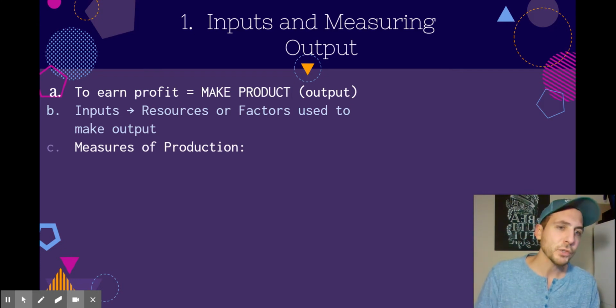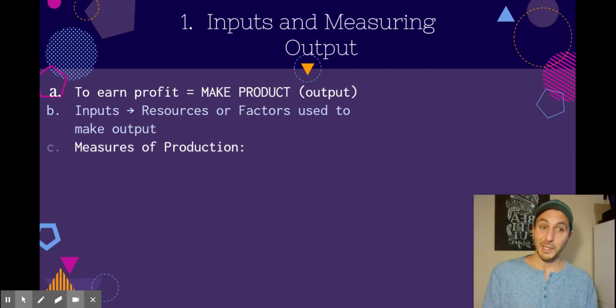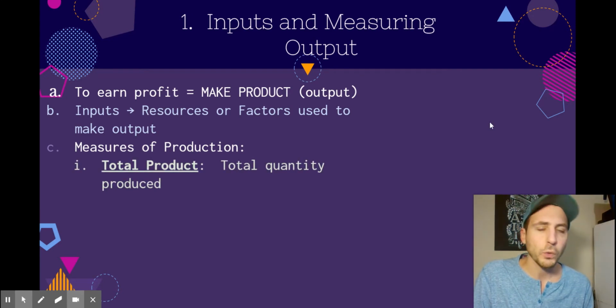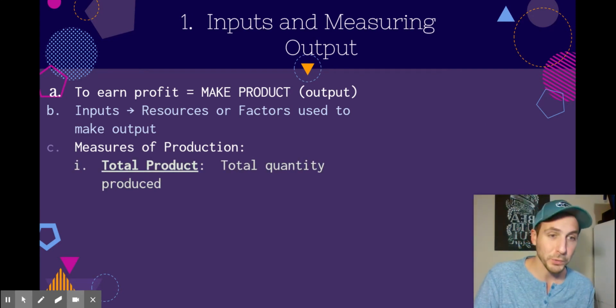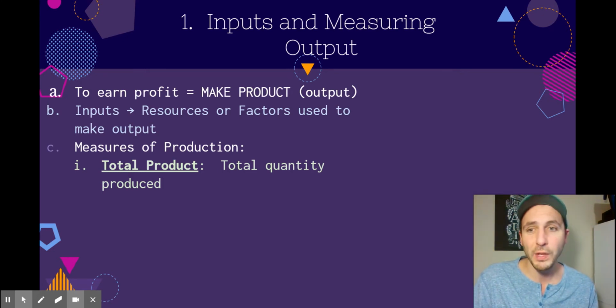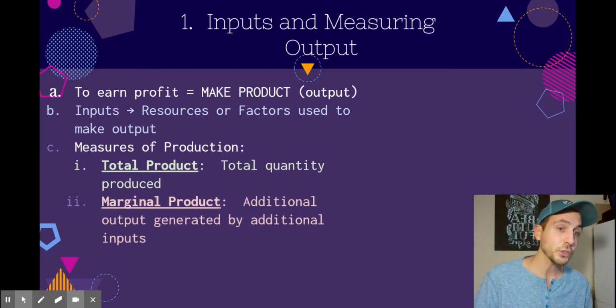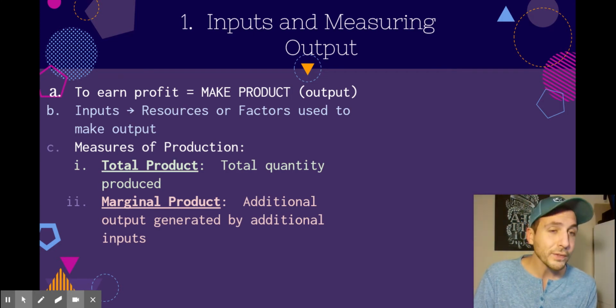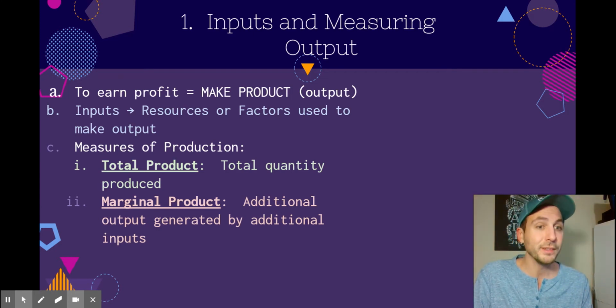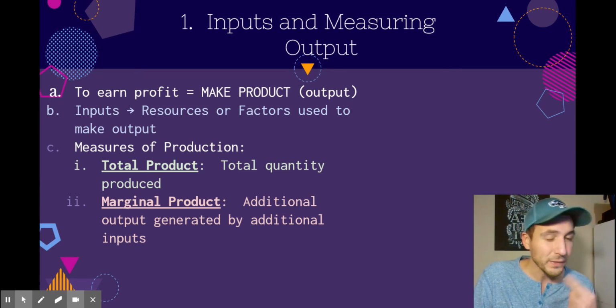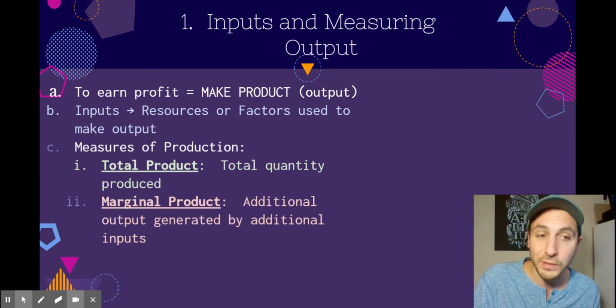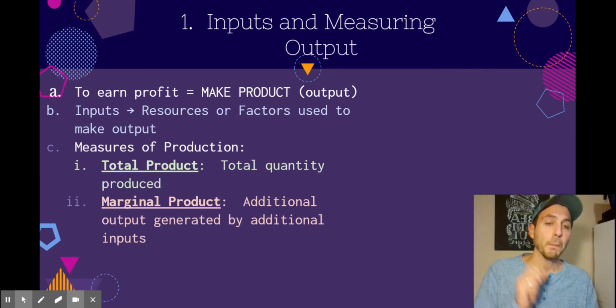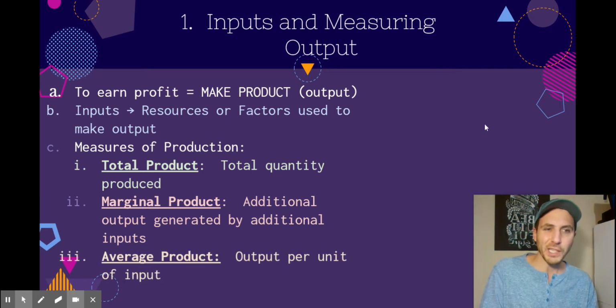Now we have a couple of different measures of production that utilize inputs and outputs. First is total product. This is the total quantity that is produced. Normally, we just call this the Q. It's the equilibrium on a supply and demand graph, so to speak. So that's total product. Next is marginal product. Marginal product is the additional product or additional quantity or output generated by one additional input. I think the easiest way to think about this is when you hire an additional worker, right? When I hire that next worker, how many additional units of output am I going to get? That's marginal product, also known as change in total product.